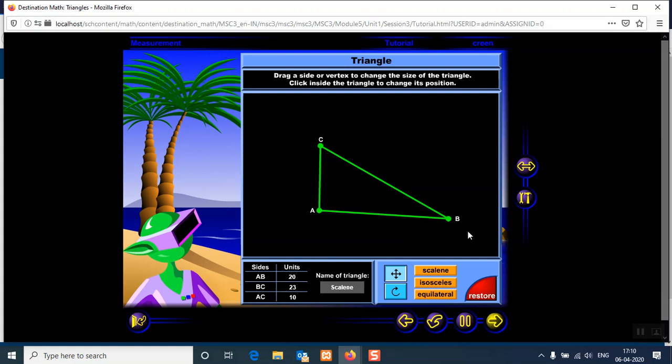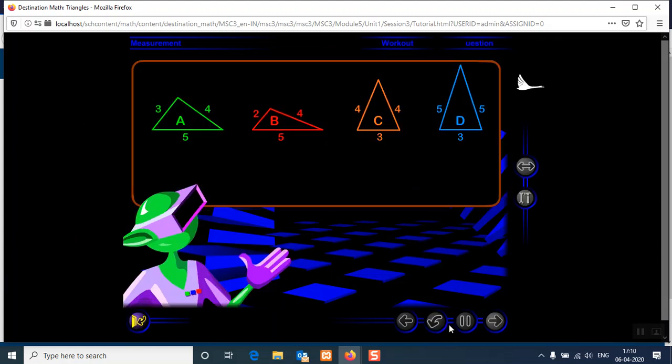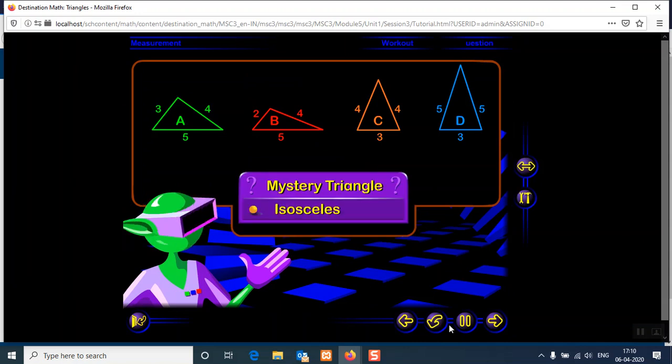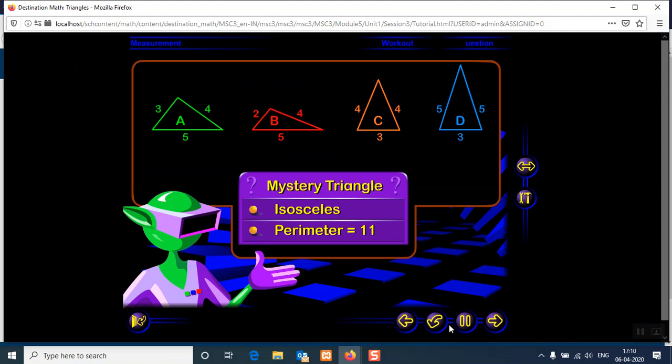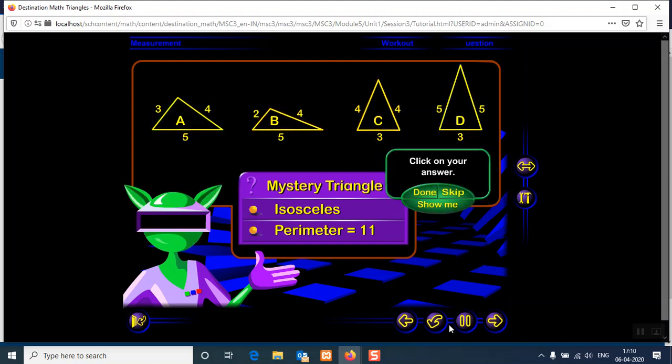So we have seen learn, we have seen practice. Now let's come to assessments. So we have digital assessments like these. A mystery triangle is isosceles and has a perimeter of 11 units. Use the clues to decide which of these 4 triangles is the mystery triangle.